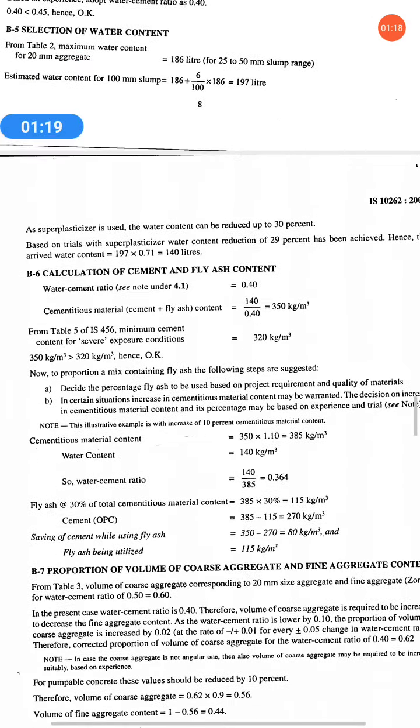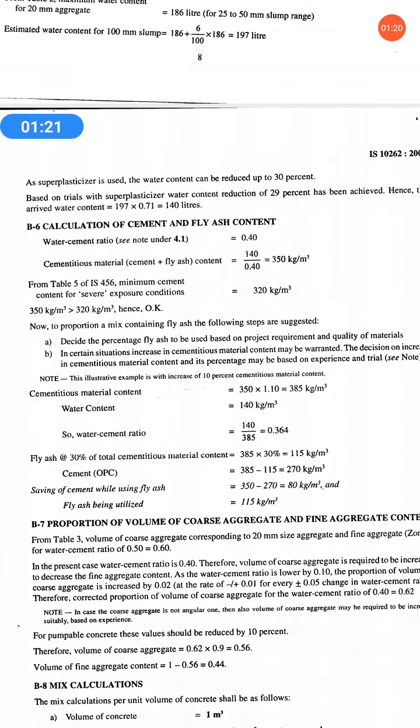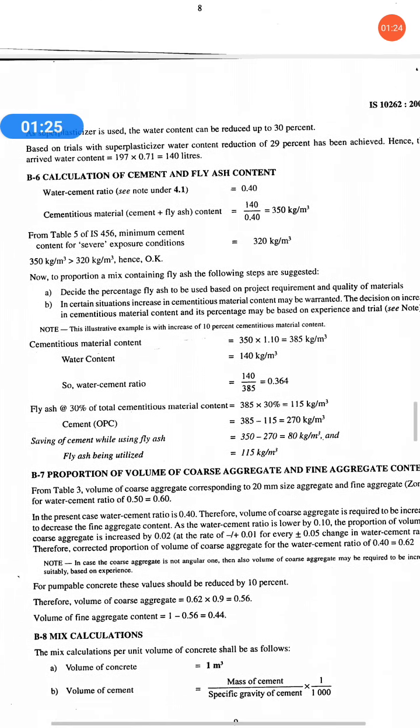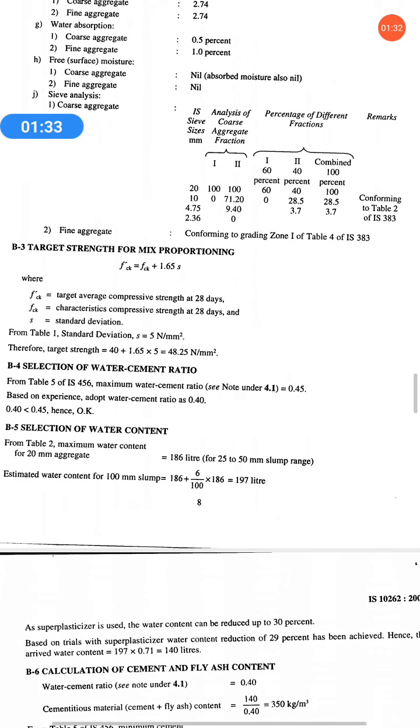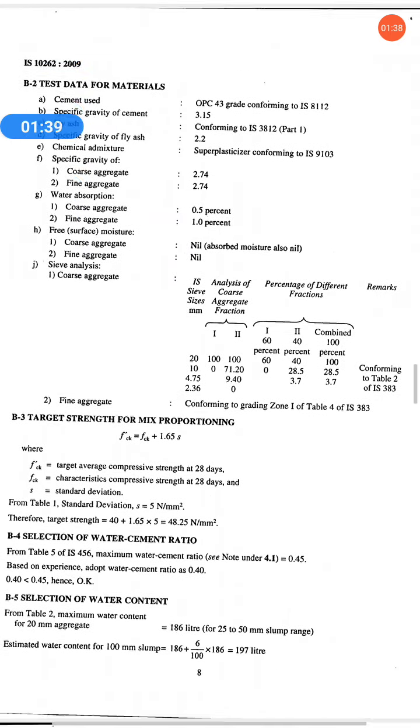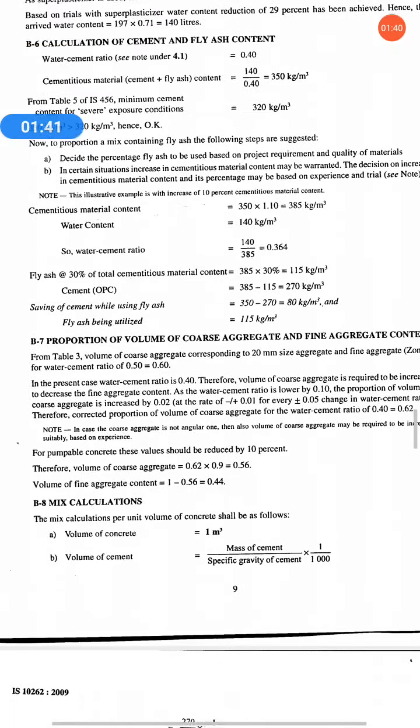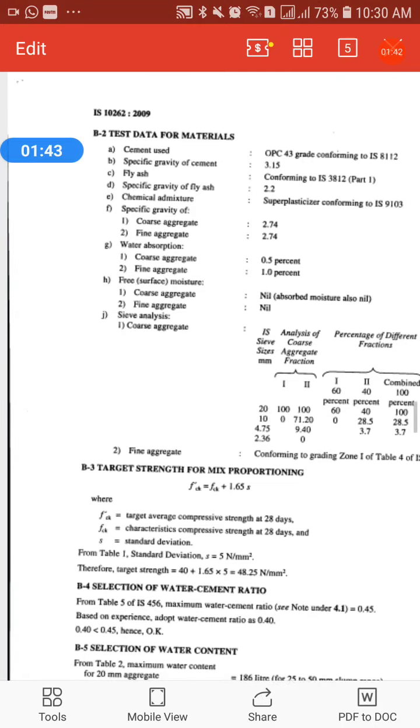So how will you modify the cement content with fly ash, or how will you combine fly ash and cement? It is given in this question. By mistake I told you the design of normal cement only, meaning the design which does not contain fly ash. So for fly ash, this next question is there. Okay, so you can refer from here.